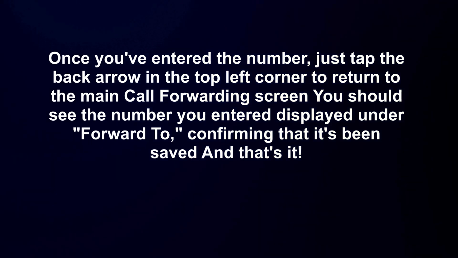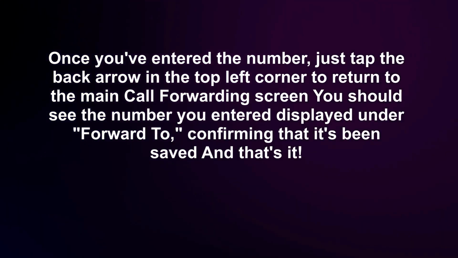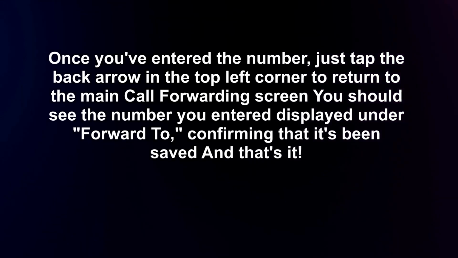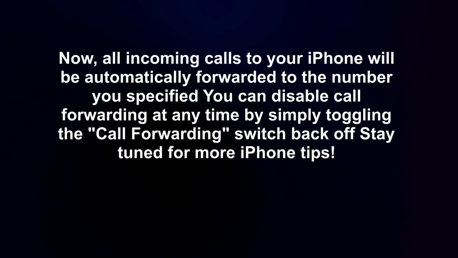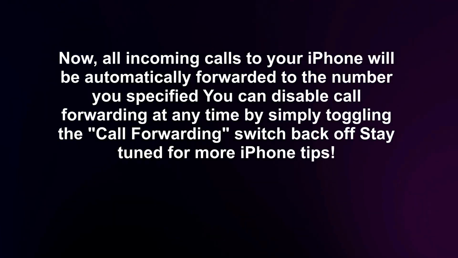Once you've entered the number, just tap the back arrow in the top left corner to return to the main call forwarding screen. You should see the number you entered displayed under Forward to, confirming that it's been saved, and that's it. Now, all incoming calls to your iPhone will be automatically forwarded to the number you specified.